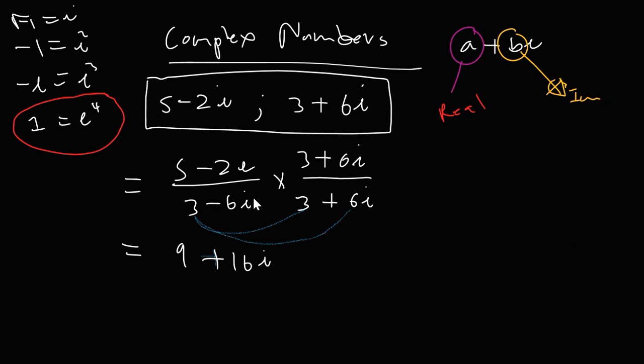Then you go to the second term now. This times this is going to give you minus 18i, and this by that one is going to give you negative 6 times 6, which is 36, and then i is going to give you i squared. This is on the denominator, right?